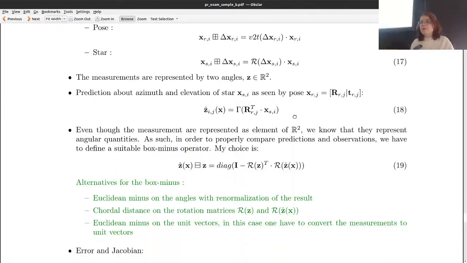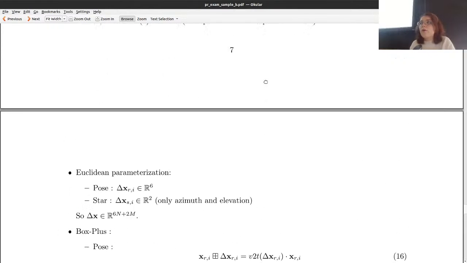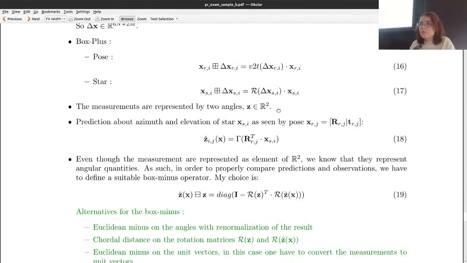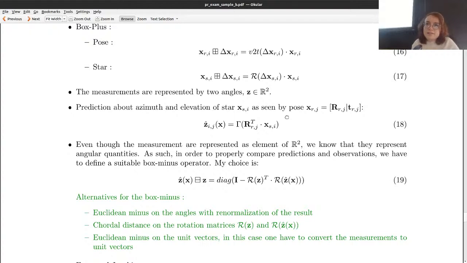As usual, once you understood how to deal with the state, then you should move to the measurements. And measurements are represented by, again, angles, because measurements are azimuth and elevation of stars. I will correct this because measurements are represented by angles. Measurements are again elements of S2, of the unit sphere manifold. And indeed, we have the necessity to define a box minus operator because the measurements are angles and are non-Euclidean.